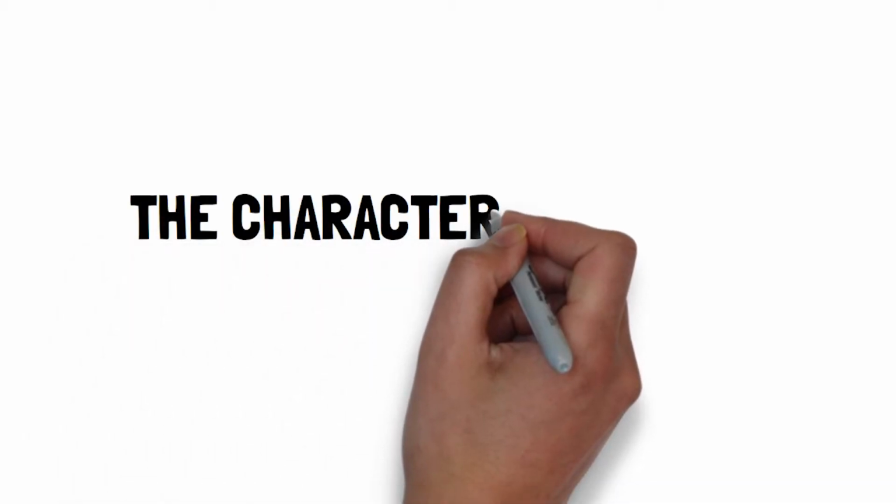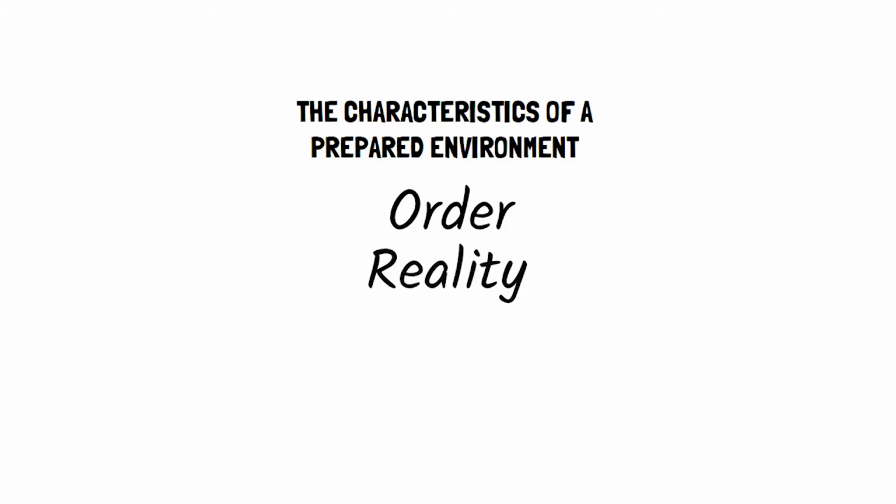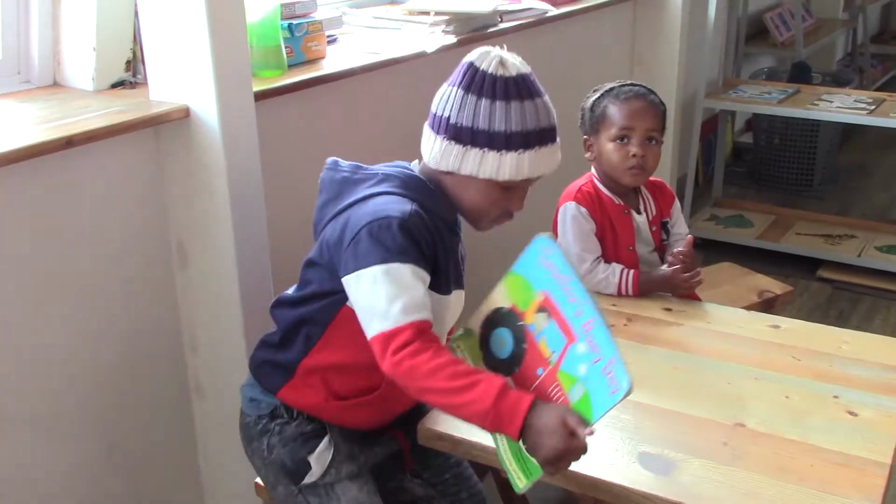Attributes, characteristics, or qualities of a prepared environment include principles of order and reality, of beauty and simplicity. In a Montessori classroom, we focus on reality. We focus on the beauty of the world which the child is trying to engage with, especially in a 3 to 6 environment. The child is trying to make sense of their world, trying to create order, and they don't need the confusion of fantasy. So a Montessori environment is based on the principle of order and reality. Beauty, everything in the classroom should be beautiful, purposeful, and simple.